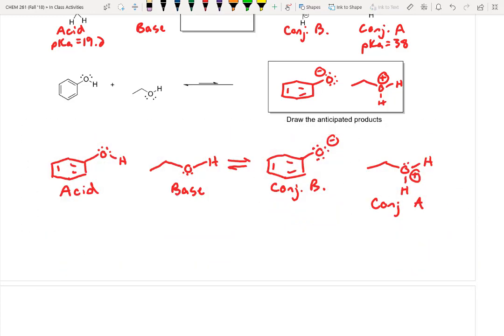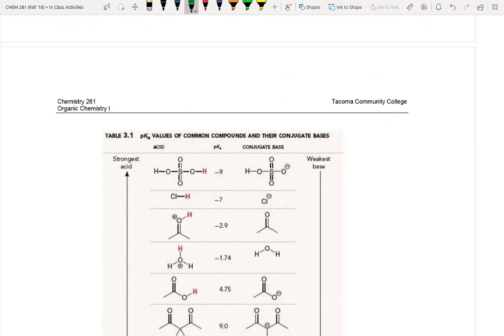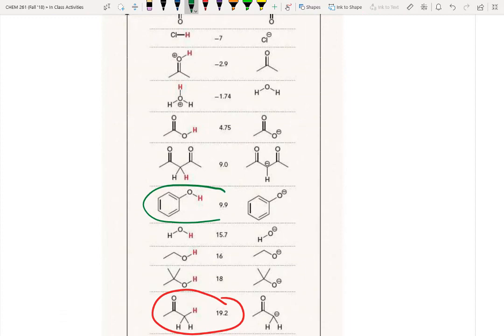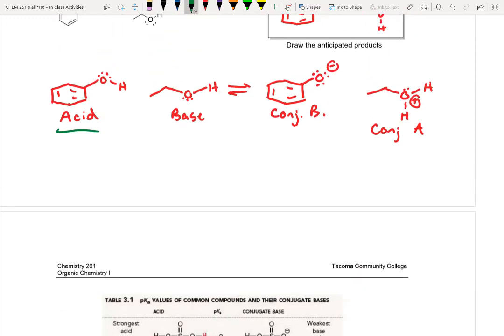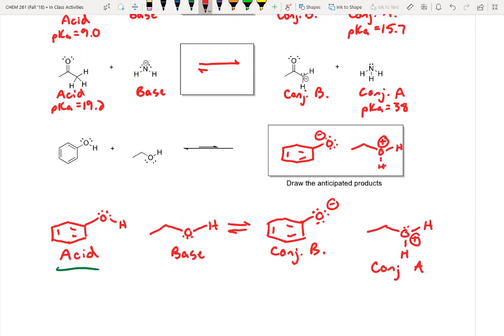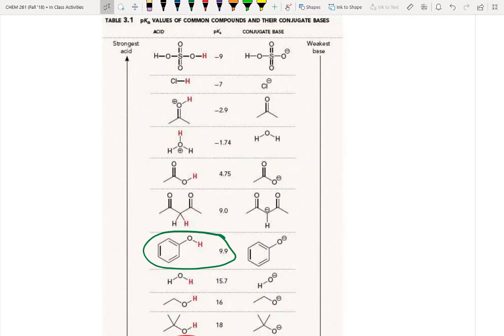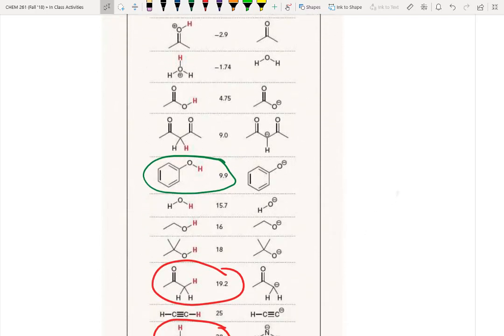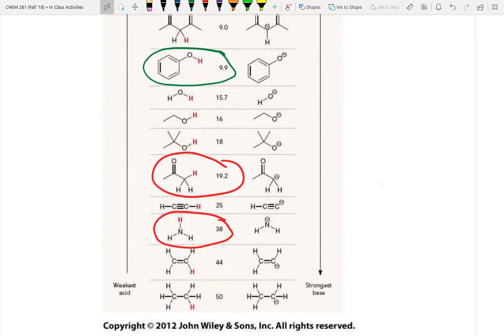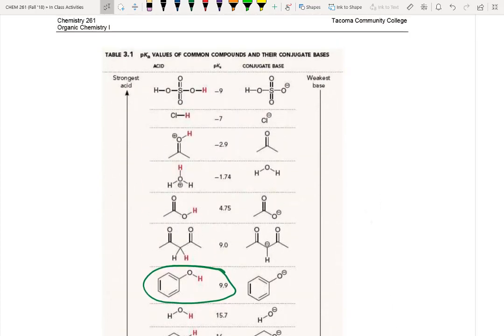Okay. If we look at the pKa of phenol, we can go to the chart and say, all right, pKa of phenol is about 9.9. Let's plug that in. So pKa equals 9.9. If we look at the pKa of our conjugate acid, it's protonated ethanol. And if you look at the chart, we're looking for something where we've got an oxygen with a positive charge and 2 protons coming off of it. The closest one I'm seeing would be something like this.